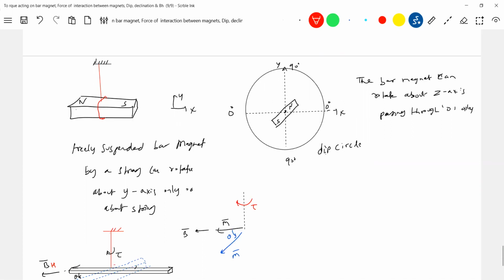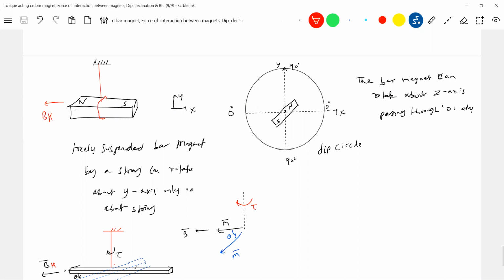So definitely, which field will have influence on this suspended bar magnet? The horizontal magnetic field will come into the picture. The vertical component cannot do anything for this because it cannot rotate about the Z or X axis. Do you agree? And what about the dip circle? Who will have influence on it? The total magnetic field. The dip circle feels the total magnetic field. What about here? The horizontal magnetic field. So like this, now I have brought a method.